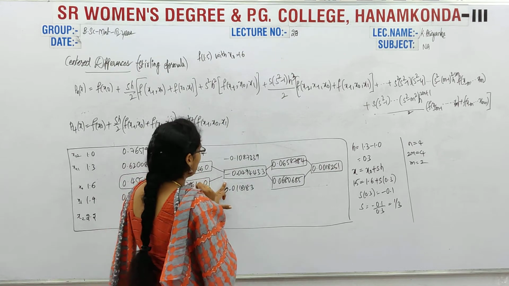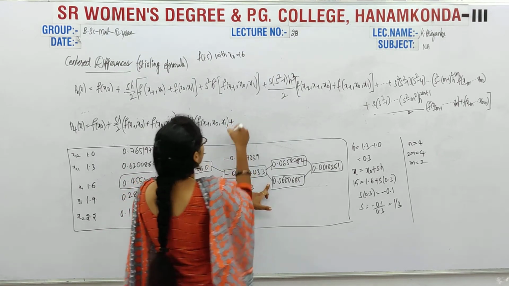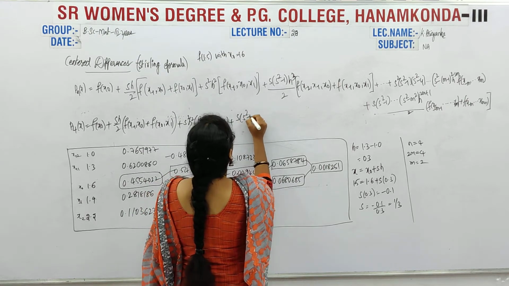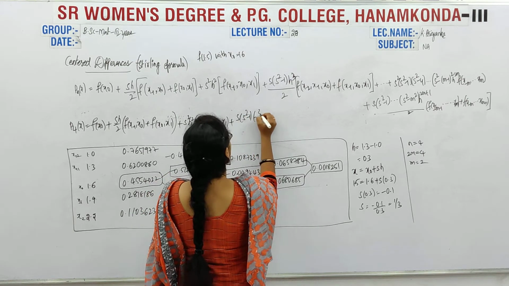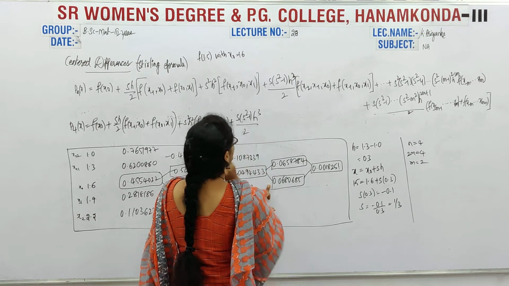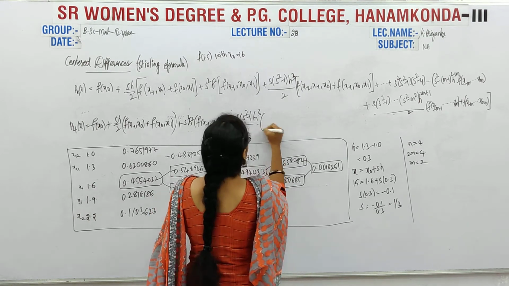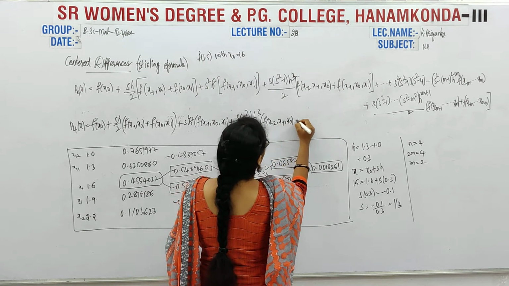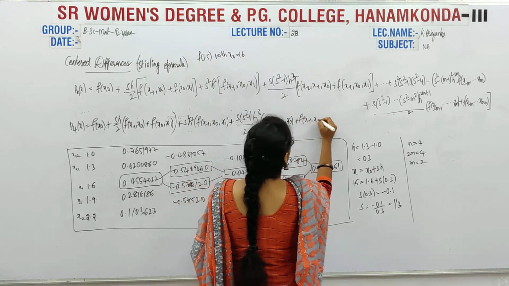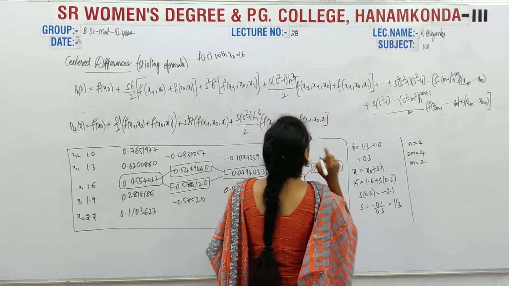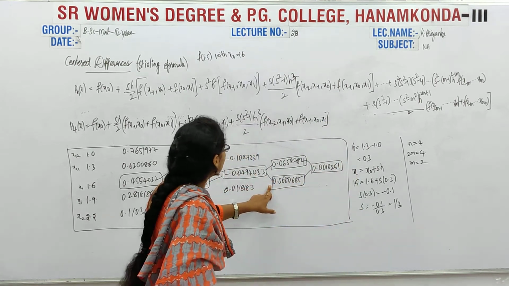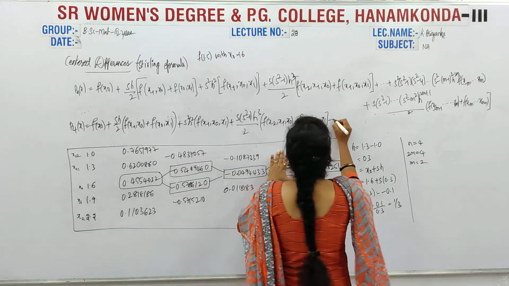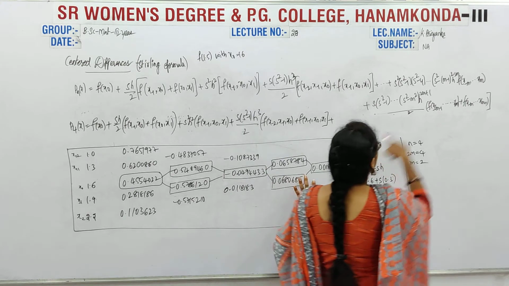What will be the next value? Plus s into s square minus 1. Actually in your textbook they didn't give the formula, but I am trying to give this one. Now f of x minus 2, x minus 1, x naught plus f of x minus 1, x naught, x1. Okay. Next term. So here these values are finished. Next what we have to get? We have to get only one term. One term means this one.